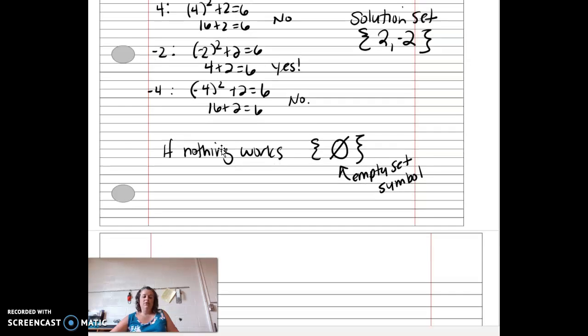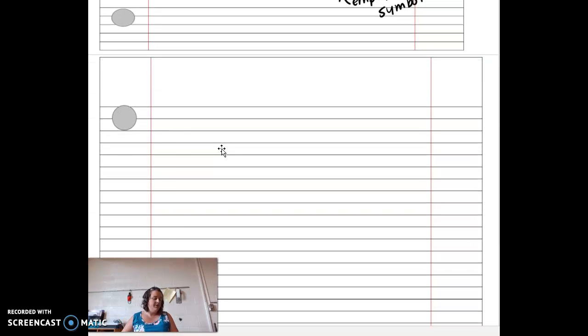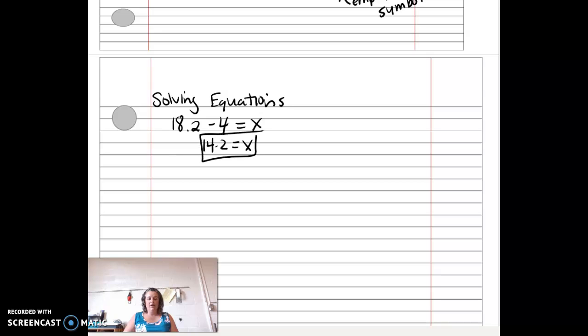All right, so let's get into solving equations. These are simple ones. So like if I gave us 18.2 minus 4 equals x, well, 18.2 minus 4 is 14.2. This is x. Okay, we found our solution.